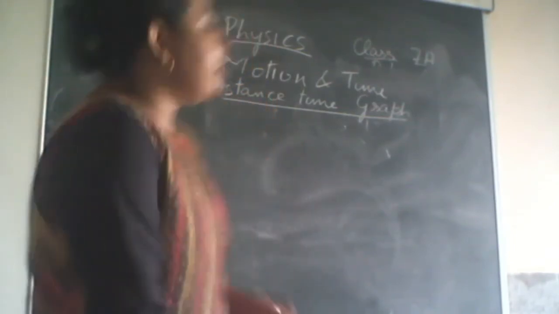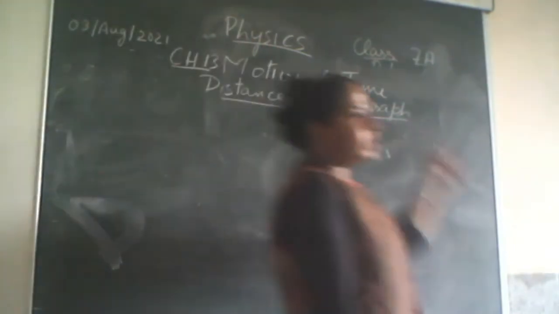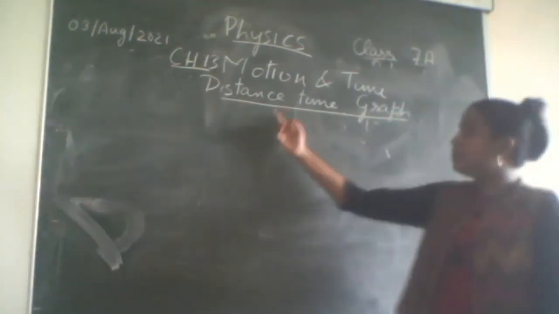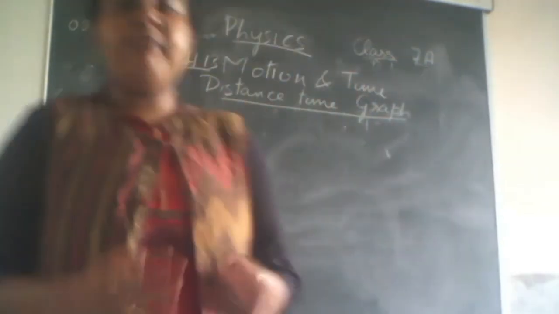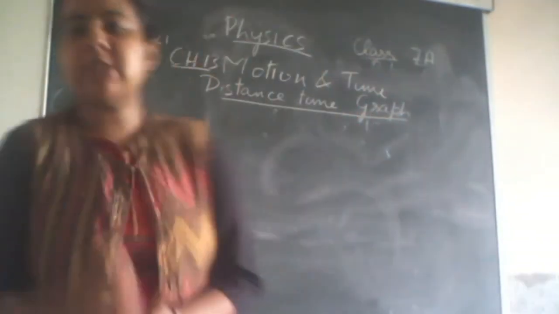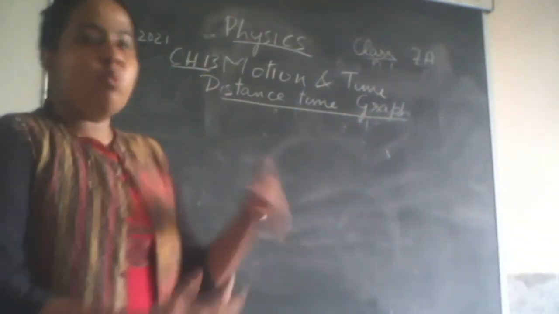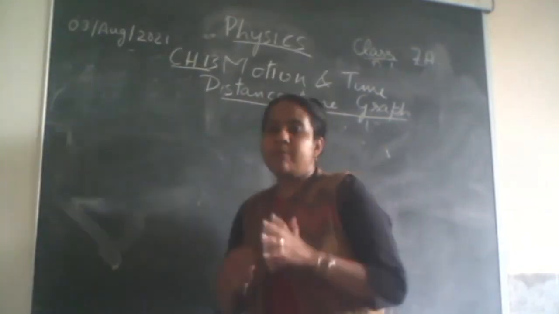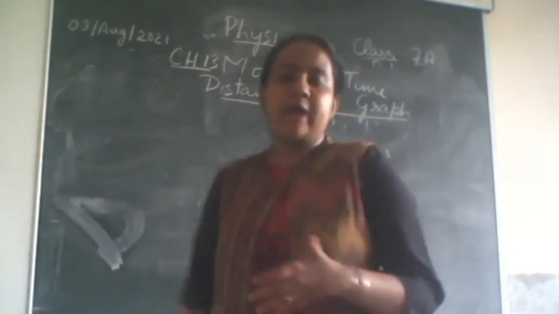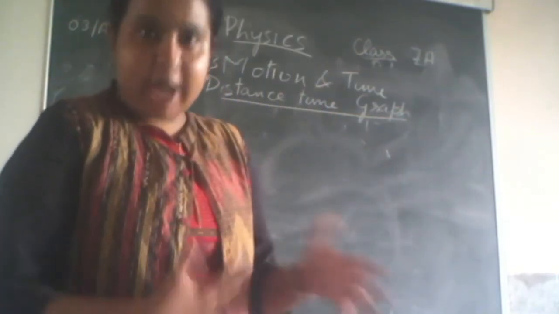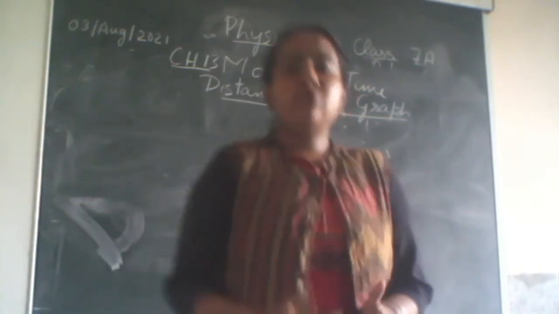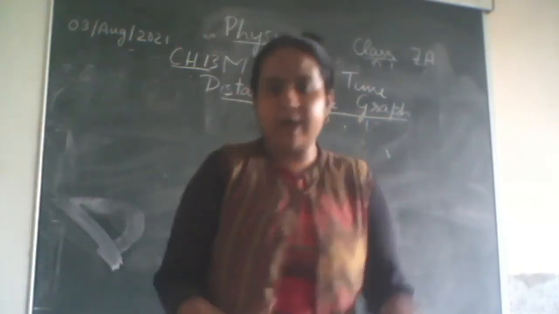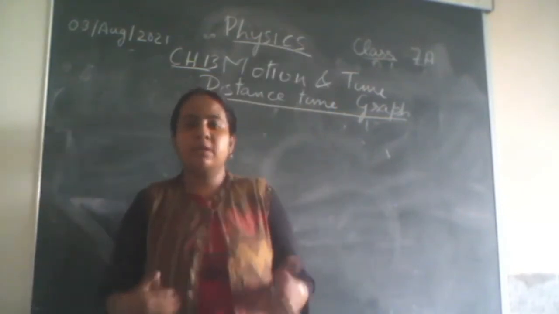Today we are going to learn a new topic in motion and time, that is chapter 13, distance and time graph. But this distance and time graph topic, I will be dividing it into two parts. First, in the first part, we will be understanding what a distance time graph is, and from observing the distance time graph, what we can conclude. And in the second lecture, we will be learning how to plot a distance time graph. Is it clear?